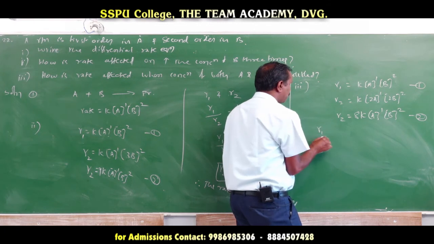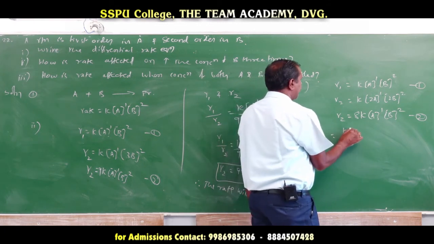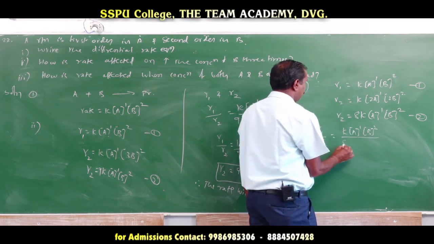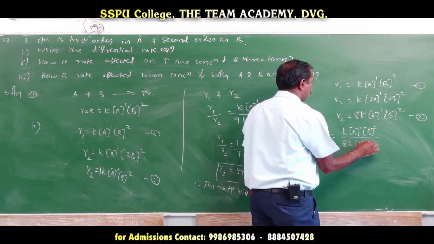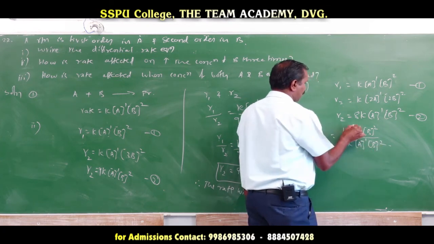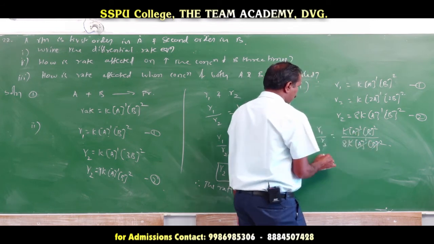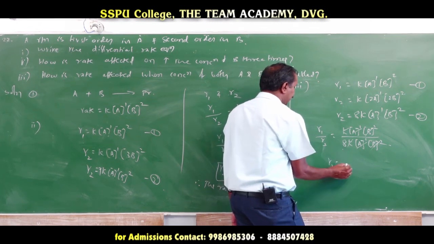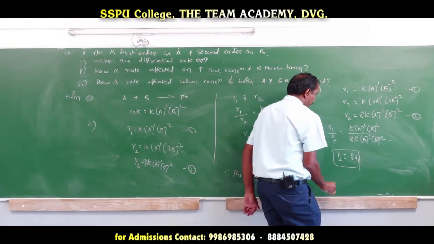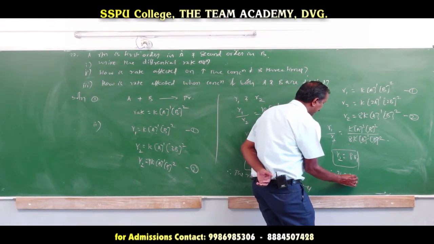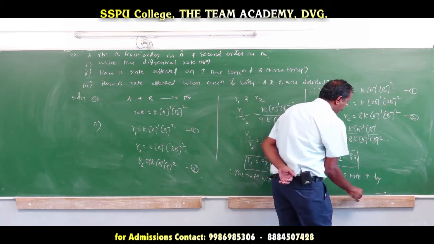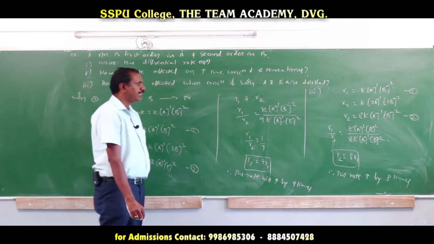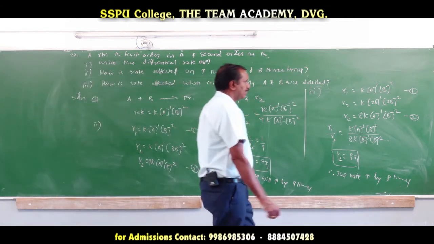Comparing 1 and 2. R1 by R2 is equals to k into A to the power 1, B to the power of 2, over 8k into A to the power 1, B to the power of 2. One by 8, where R2 is equals to 8 R1. Therefore, the rate increases by 8 times on doubling concentration of both A and B.